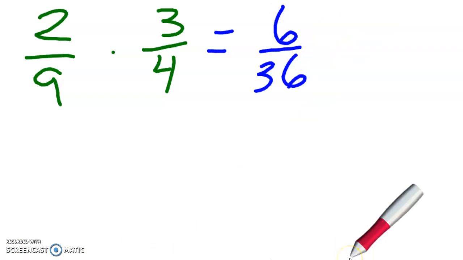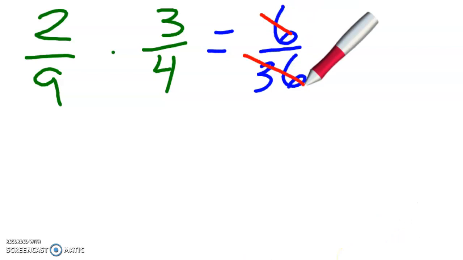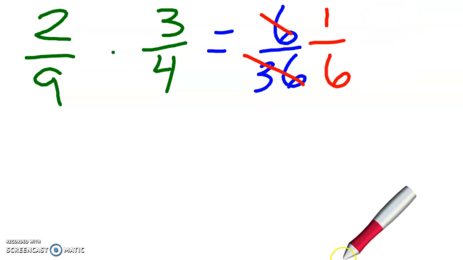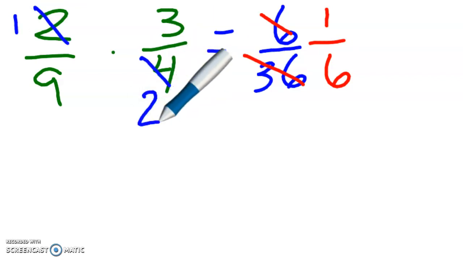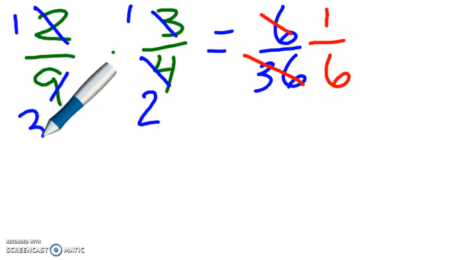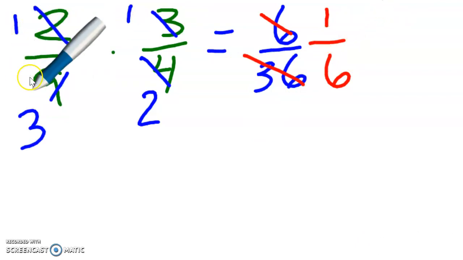When I look at this number, 6 can be divided by 6, and that will leave us with 1, and 36 divided by 6 is going to leave us with 6. I could have done it way over here and made it easier on myself, because 2 can be divided by 2, and it goes 1 time, and 4 can be divided by 2, and it goes into 2 times. 3 can be divided by 3, it goes in once, and 9 can be divided by 3, and it goes in 3 times. So our answer, again, would be 1 times 1 equals 1, or 3 times 2 equals 6.